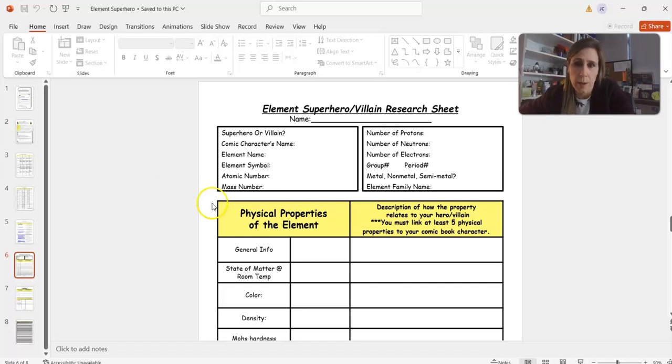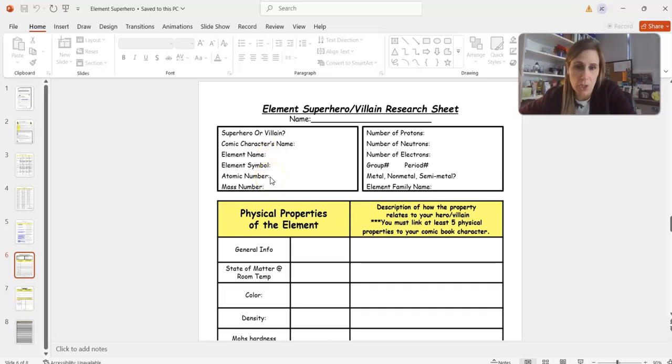Once you have your element picked, you're going to grab this sheet and write your name on it. Are you going to do a superhero or supervillain? Choose that first. Then think of your comic book character's name, which should relate to your element in some way. What's your element name? What's the symbol? That's the 1 or 2 letter combination on the periodic table. Remember, if it's 2 letters, you always capitalize the first, but the second letter is lowercase. If it's just 1 letter, it's always capitalized.